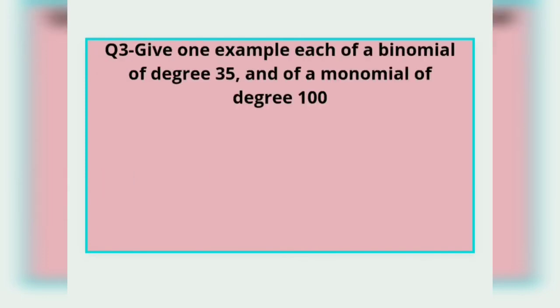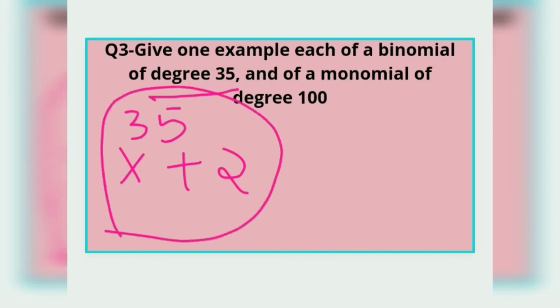Give one example each of a binomial of degree 35 and of a monomial of degree 100. Quite easy. Now see, binomial means where I have two terms. So first I will write two terms. This is the first term and let's suppose this is the second term. Now these are two terms, but they have mentioned one more thing. Degree should be 35. So just put the degree: x raised to power 35 plus 2. So these are the two terms, correct?